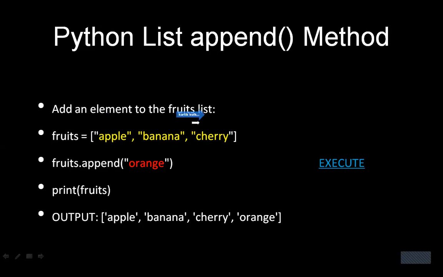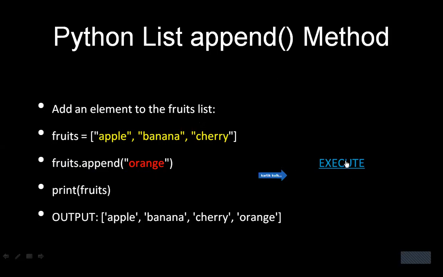How can we add an element into the list? With the help of the syntax: list name dot append method name. In brackets, we are going to specify the value. Now we will look into this clearly.